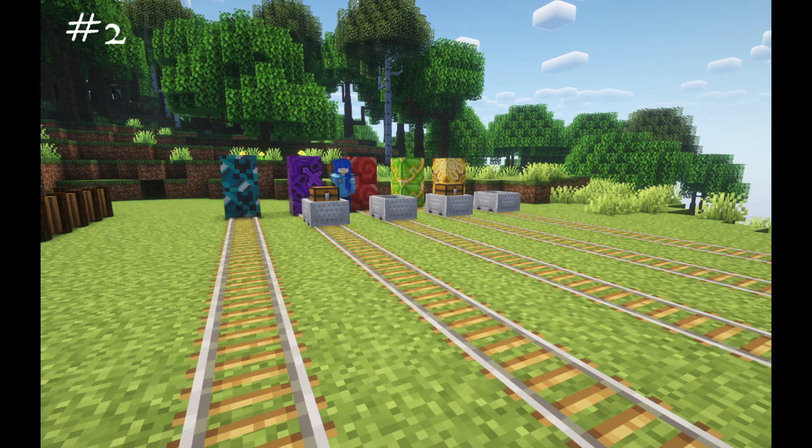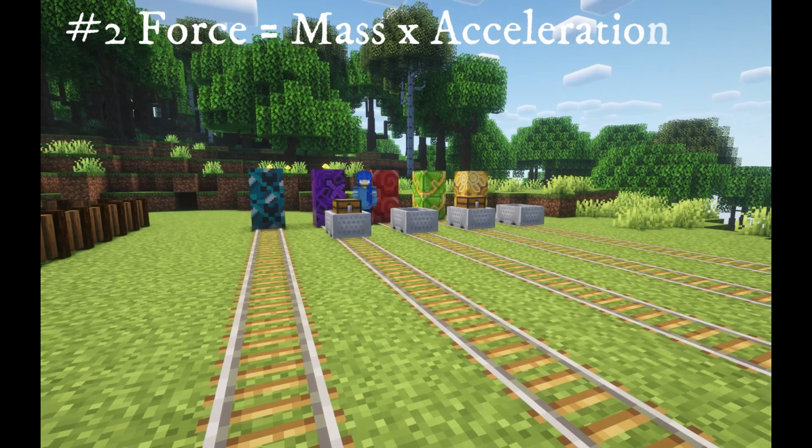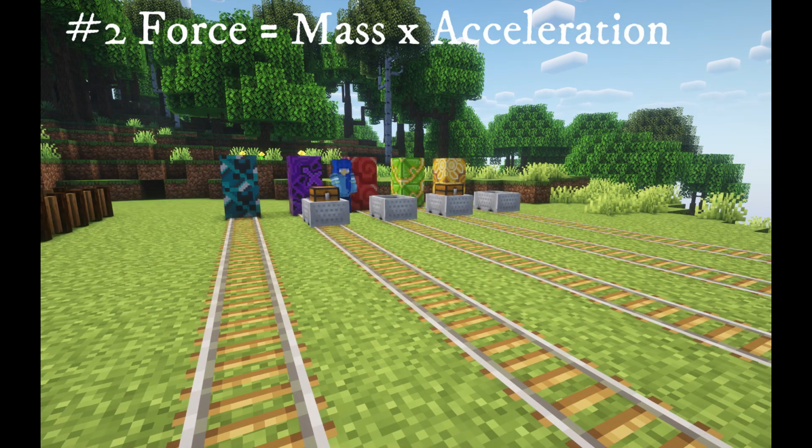On to the second law of motion. So, this one is about force. It says that the force you need to move something depends on its mass and how fast you want it to go. So there's an equation for this. Force equals mass times acceleration. So let's just figure out what that means by looking at these two minecarts I have.